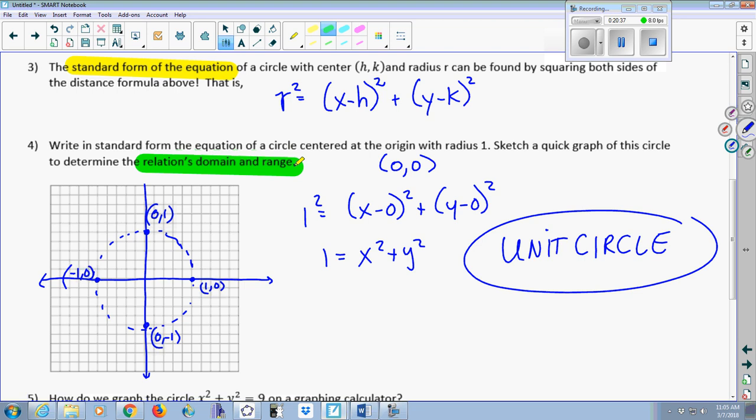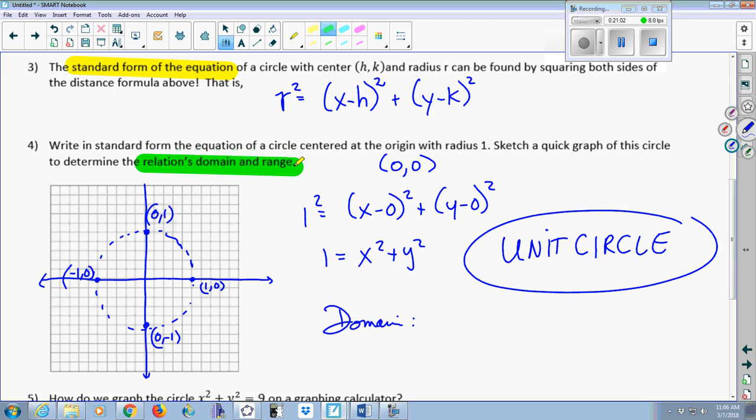When x is 0, what's its y value? I don't know. 1 or negative 1. So there is not one and only one output for a given x value. So this fails the vertical line test. So this is not a function. That's why it says the relation's domain and range. Okay, so let's take a look at the domain.